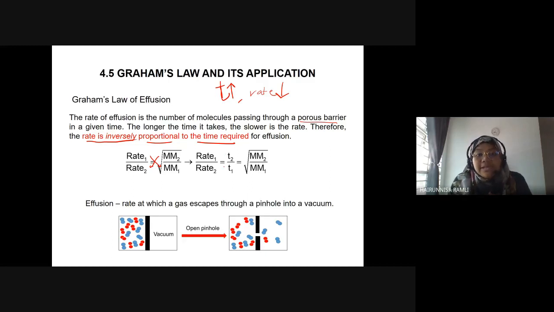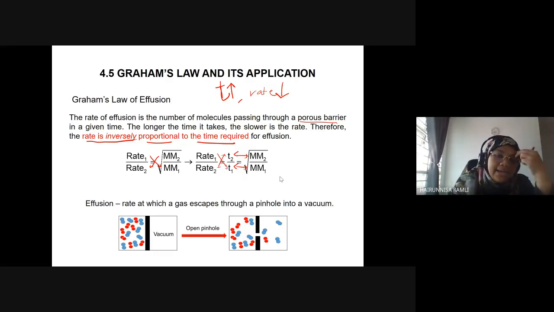But rate also is inversely proportional to time. Tadi kan, rate is inversely proportional to time. So, if let's say you want to compare the molar mass with time, not with the rate. Now, time is directly proportional to the square root of the molar mass lah. Okay? I hope you clear with this.